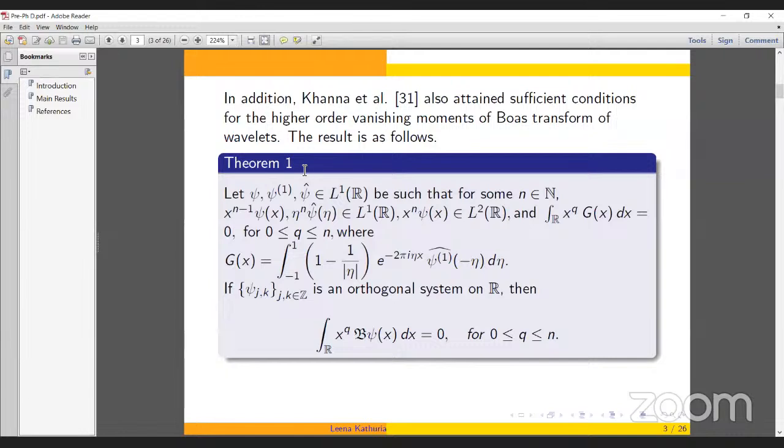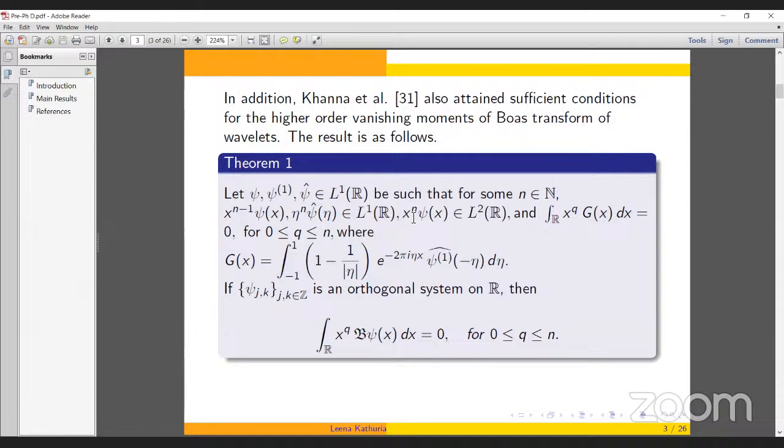So this is a result in the form of Theorem 1, which was given by Khanna et al. They attained sufficient conditions for higher order vanishing moments of the Bose transform of wavelets. First, we assumed a wavelet psi belonging to L1(R), that means integrable, and further its first derivative and Fourier transform were also integrable. We took conditions such that for some n belonging to the natural numbers, x to the power n minus 1 into psi of x, and eta to the power n into the Fourier transform of psi at eta, should be integrable.